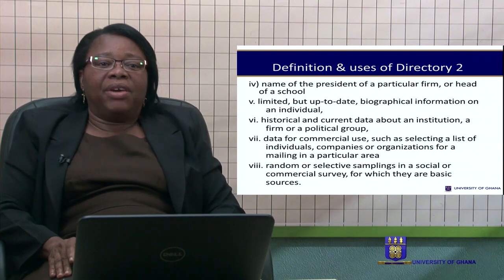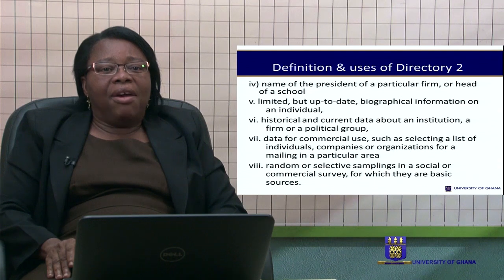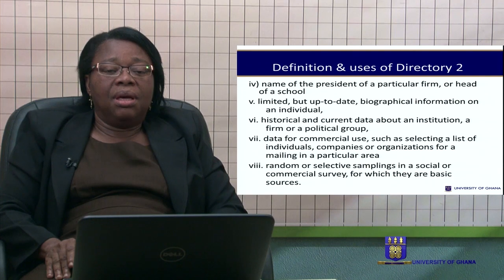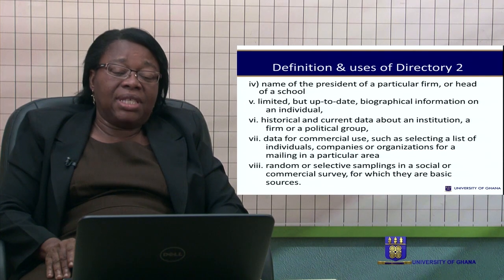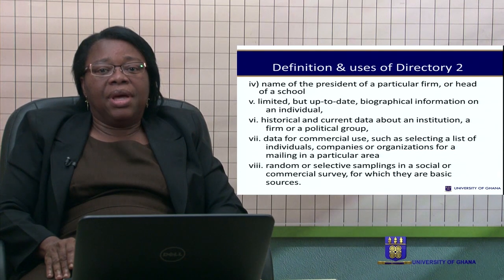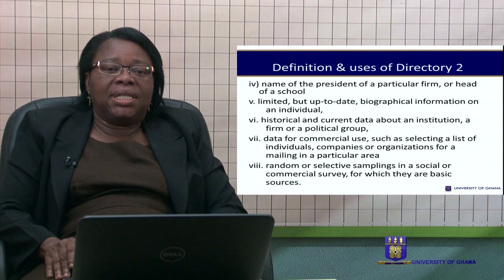Other uses of directories include getting the names of presidents. A directory also gives you up-to-date but limited biographical information. In biographical information, you look for the name, the address, the age, and a few things about the individual. The directory gives you basic biographical information about an individual.